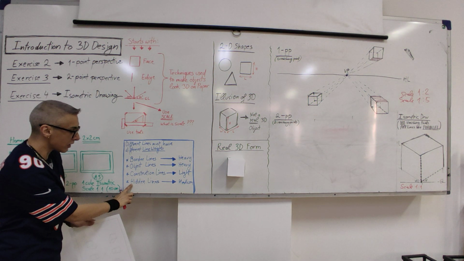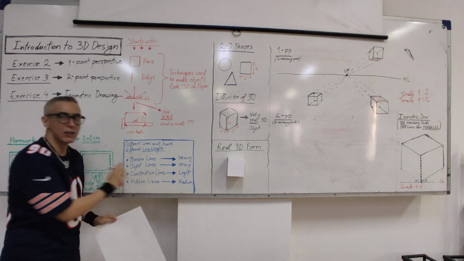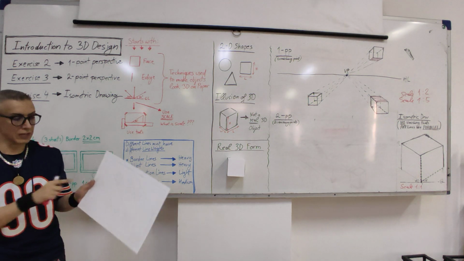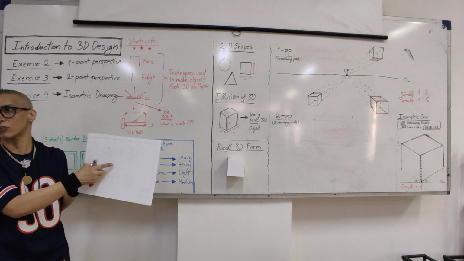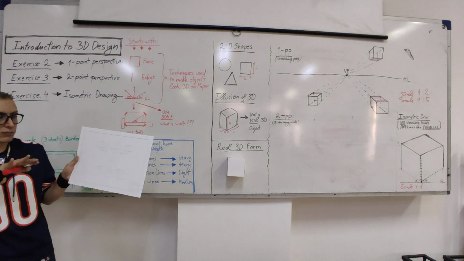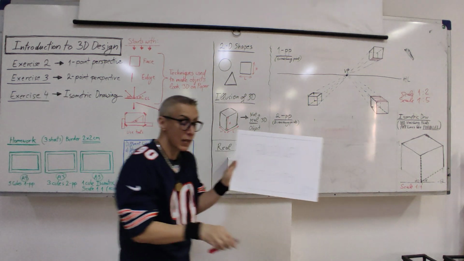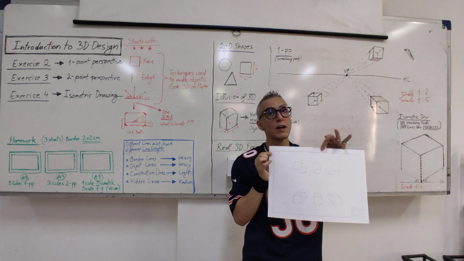And then we have what? Hidden lines. Leave these medium thickness. Not heavy like the object, and not as light as the construction lines, in between. So keep these 3 levels so that your drawing will be perfect.